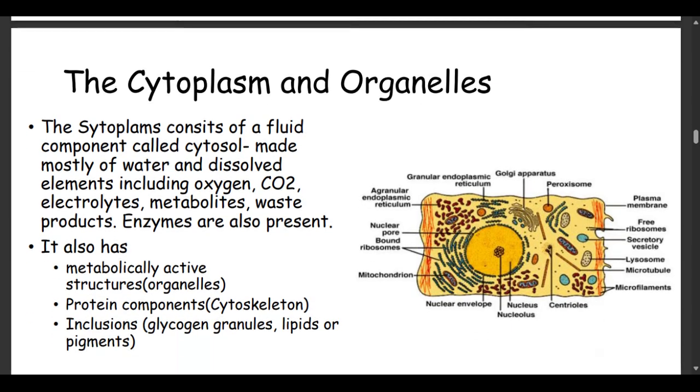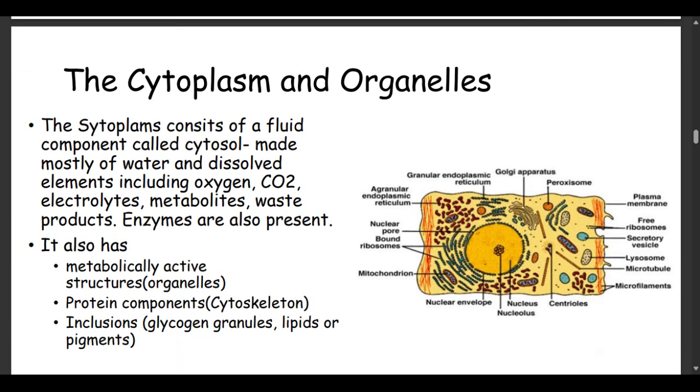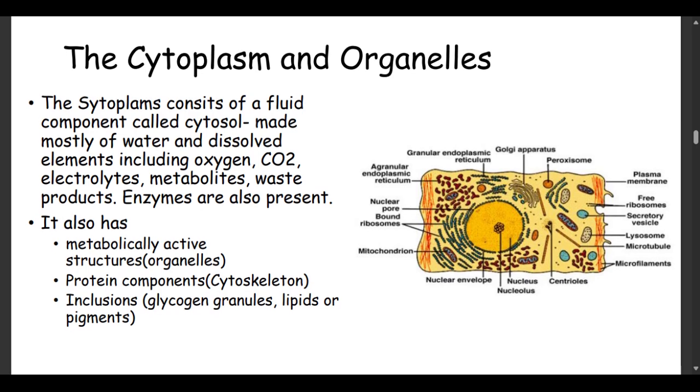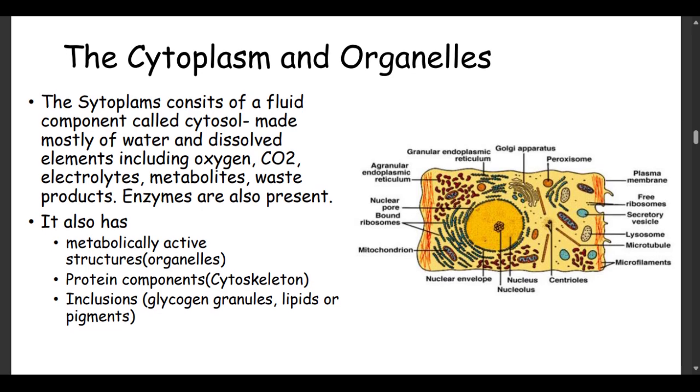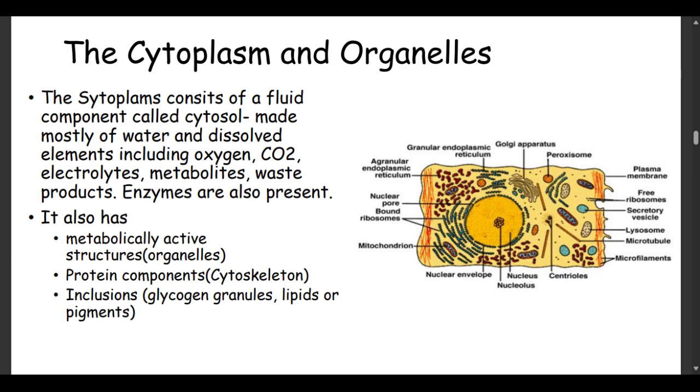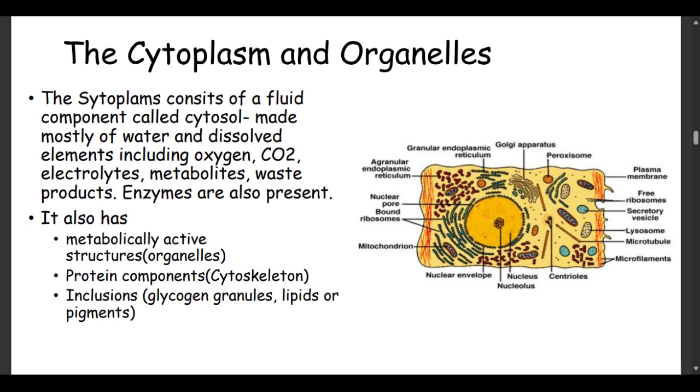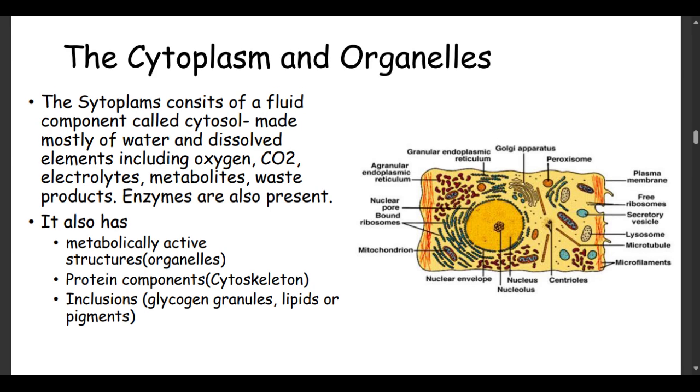So moving on, we are going to talk about the cytoplasm and the organelles that are found in this cytoplasm, and then we'll call it a day from there. We're going to try to be as quick as possible because most of this is stuff that you have already done since grade 8, basically. So it's the same thing. So the cytoplasm consists of a fluid component called the cytosol, which is made mostly of water and dissolved elements.